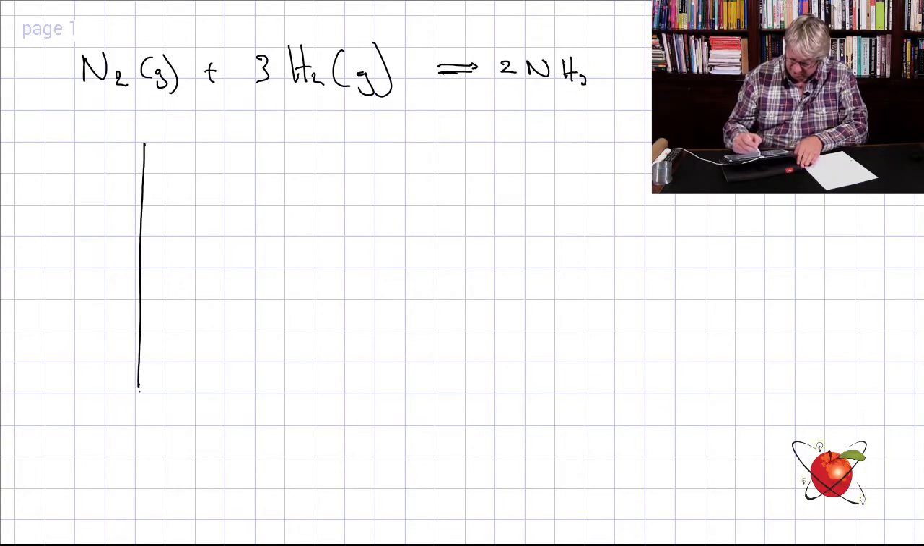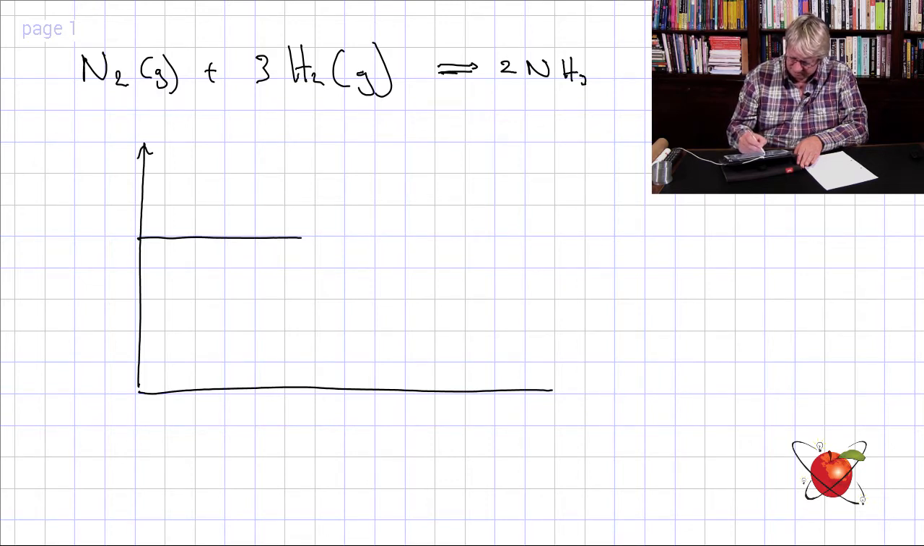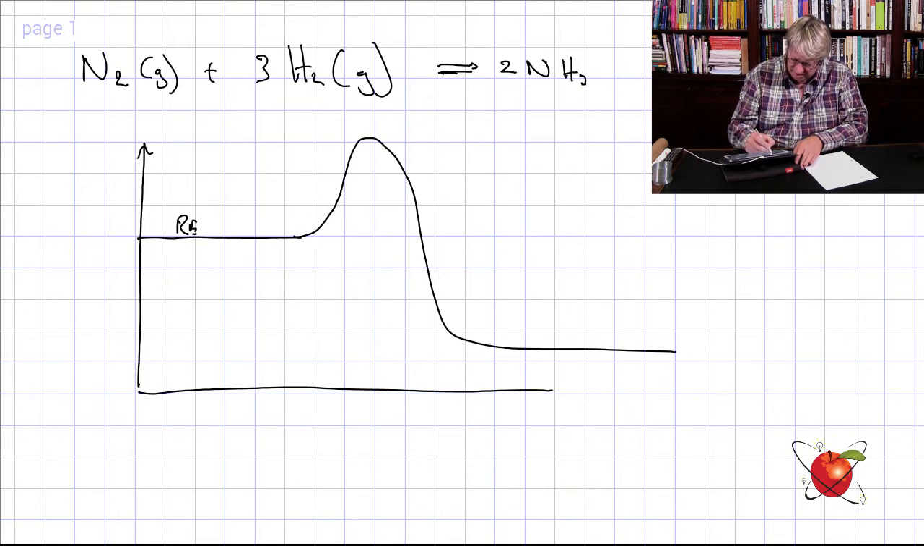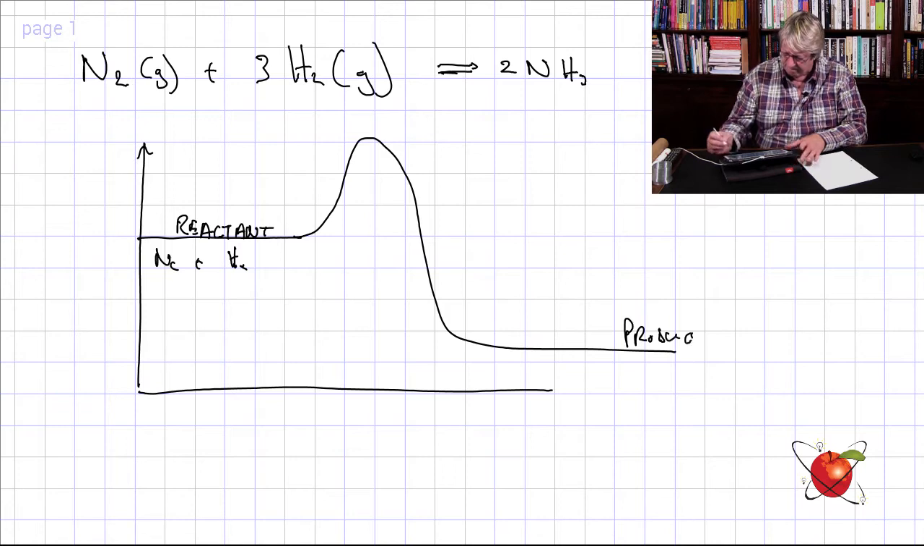Let's just have a look. What does the graph of these things look like? And we'll just get down to some of them. Let's have a look here. We've got over here, up there, exaggerated. This is my reactant over here. So this is our N2 and H2 on this side. This is our product. Okay.